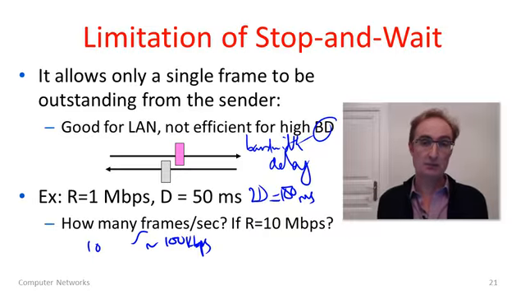What would happen if we raised the rate of the link to 10 megabits per second? Well, actually, you wouldn't be able to send any faster. With stop and wait, you can only send up to 10 packets a second over this link. So the maximum throughput you can achieve is 100 kilobits per second, no matter how fast the rate is. Wow, that's not so good.